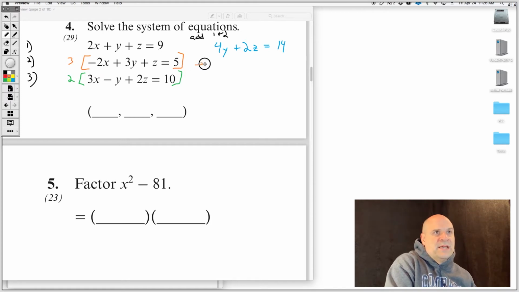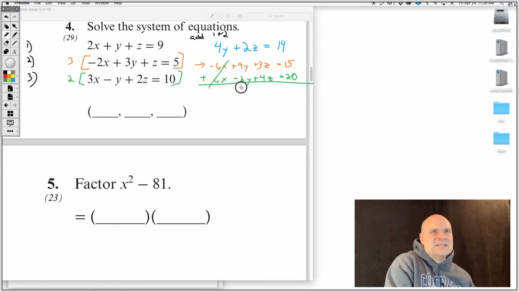So this gives me a negative 6x plus 9y plus 3z equals 15. And then this guy gives me a positive 6x minus 2y plus 4z equals 20. So now when I add these together, those cancel, and I get 7y plus 7z equals 35. All right, so now I've got 2 equations with 2 variables in it. So I'm just gonna bring this down here so it's close and friendly.